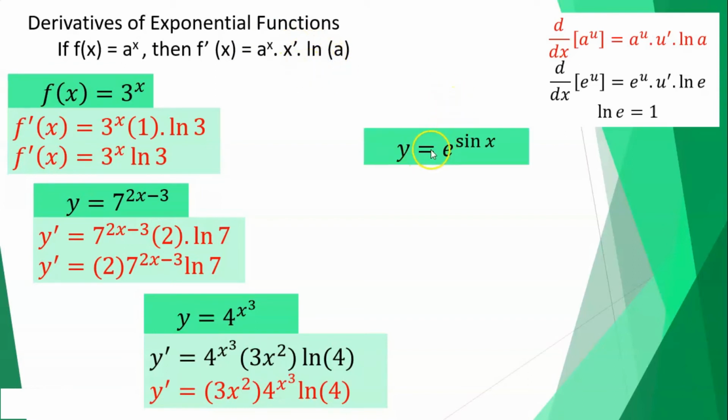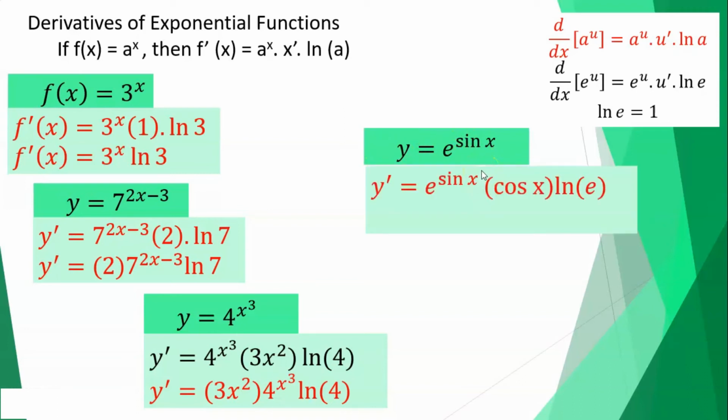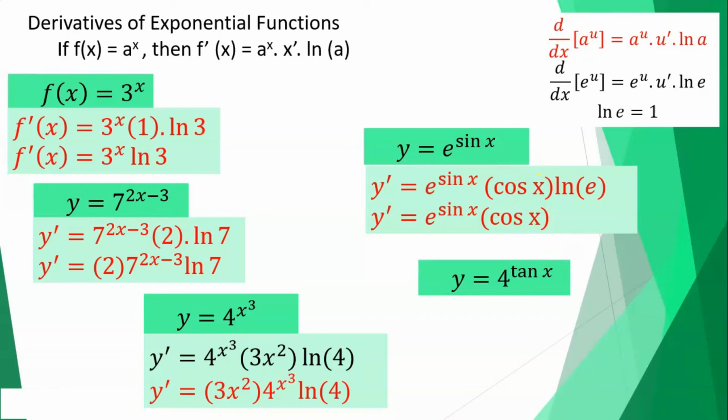Okay, another. If we're given y is equal to e to the power of sine x, to get our derivative, copy e to the power of sine x, then the derivative of the exponent, which is cosine x, times the natural log of e. Since ln of e is 1, our answer would be e to the sine x times cosine x. Okay, another. y is equal to 4 to the power of tangent x. To get its derivative, copy the given. The derivative of the exponent is secant squared x, times the natural log of the base.